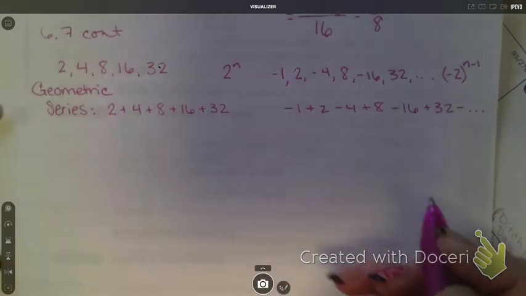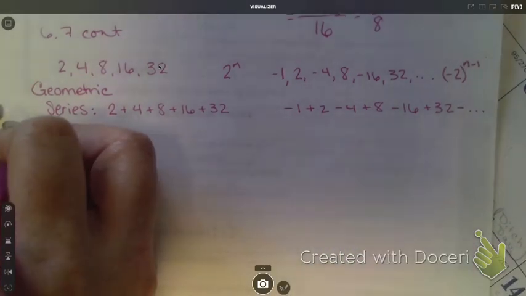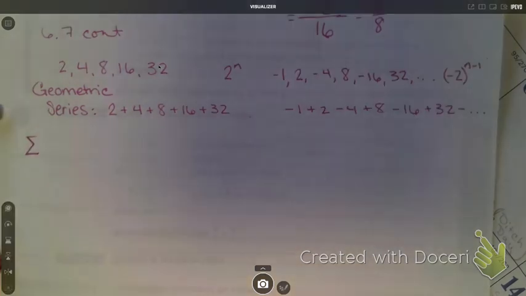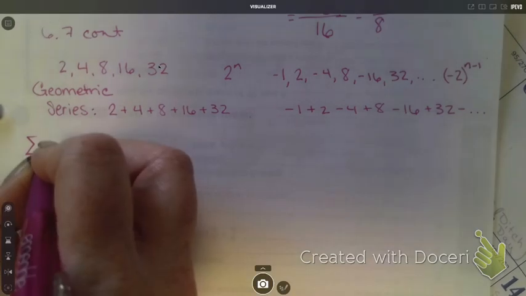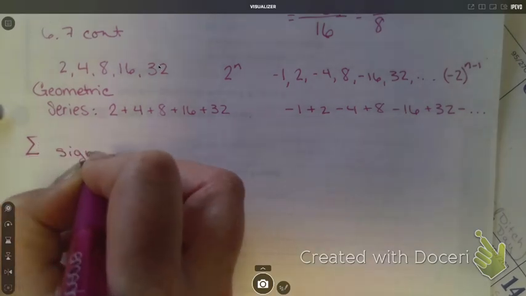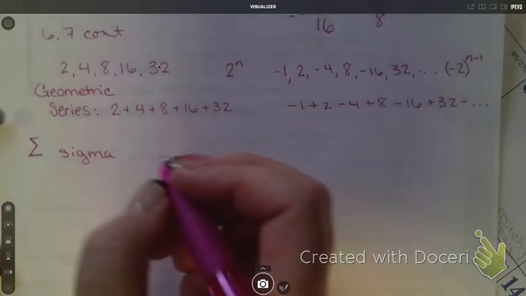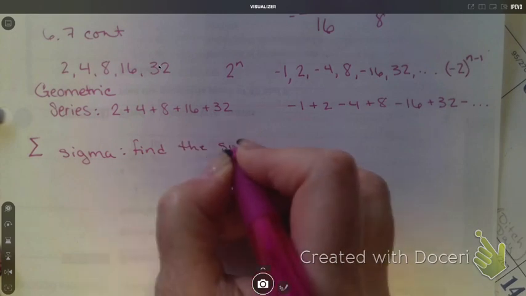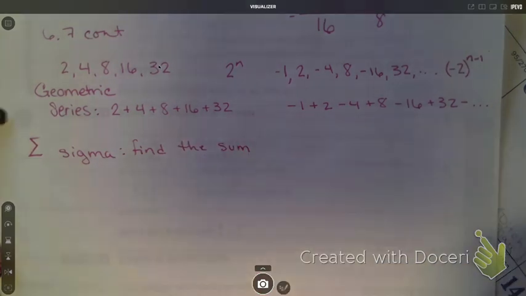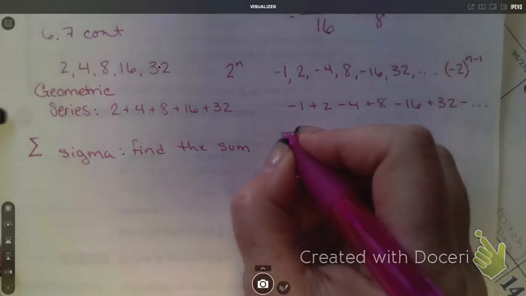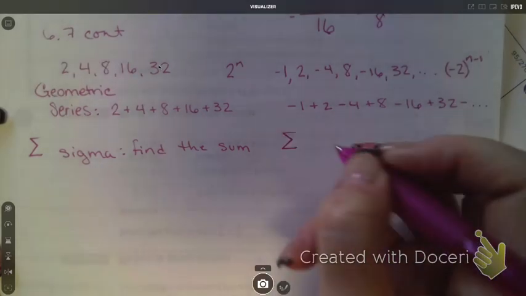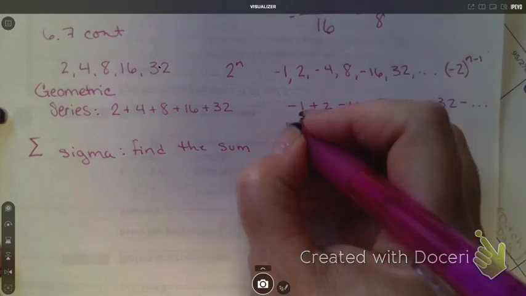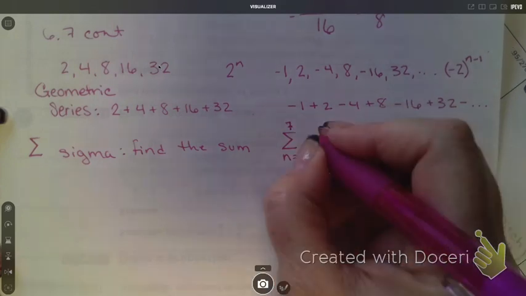Okay, so this means I'm just going to add it up. We have something called summation notation, which has this symbol. Okay, this is a sigma. It is a Greek letter. It means find the sum. So how we write it is we have the sum from n equals 1 to whatever. I'll use 7. And then we have the definition.